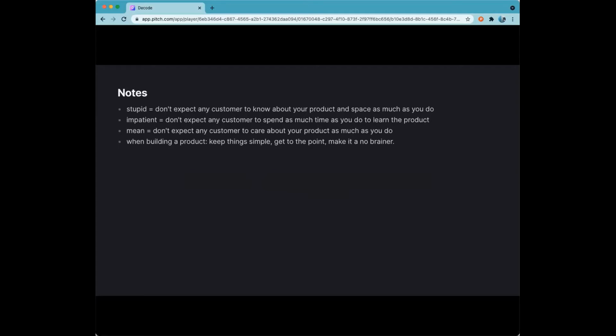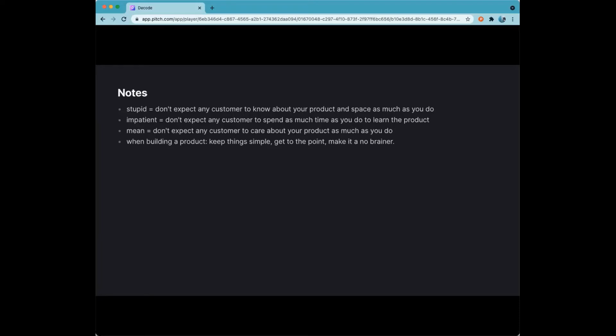They're stupid because no reader, so in that case it was the reader, but let's just talk about the customer. No customer knows about your product and the problem in the space as much as you do. So to you, they know very little, but that's just because you've spent so much time on it. Impatient: don't expect any customer to spend as much time or to care about your product as much as you do. You're the one devoting your life to it. So relative to you, they're very impatient.